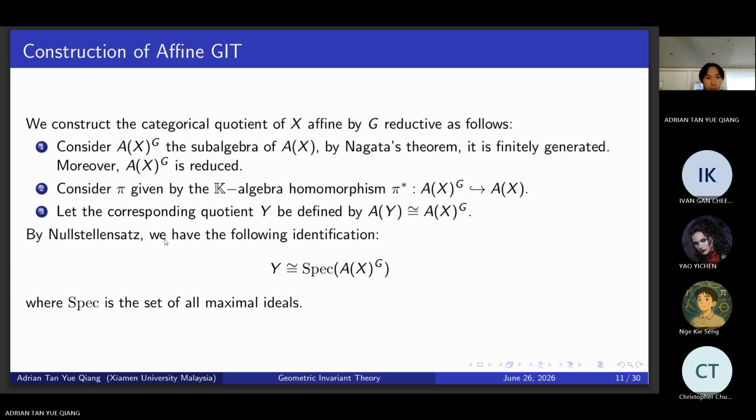Okay? So I define the quotient Y to be the affine variety corresponding to the finitely generated reduced k-algebra A(X)^G. Okay. Then with the Nullstellensatz, we know that every maximal ideal corresponds to a point. Therefore, we can have a complete explicit description of Y to be the Spec of A(X)^G. Okay. I know Hartshorne here doesn't use Spec as maximal ideals, he uses prime ideals.